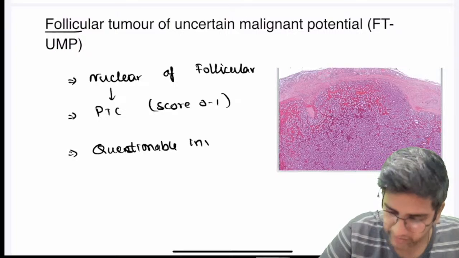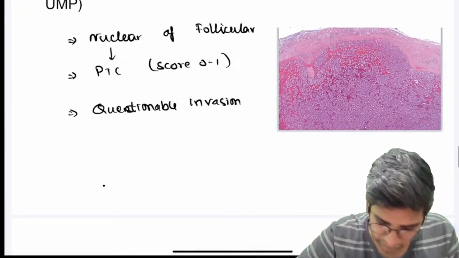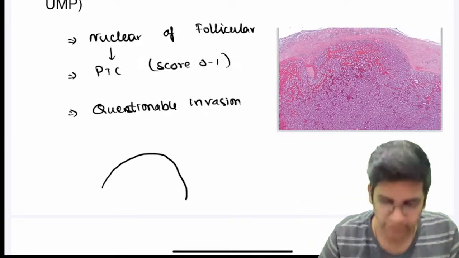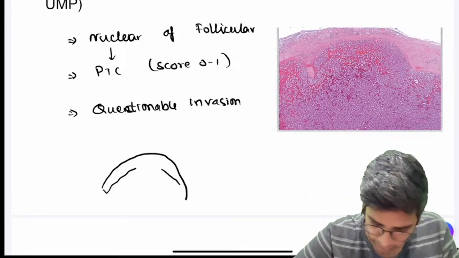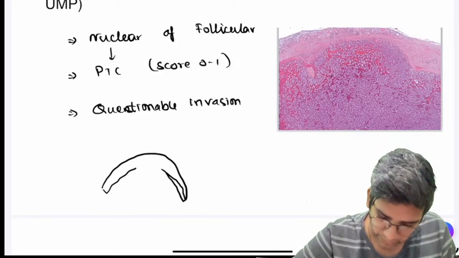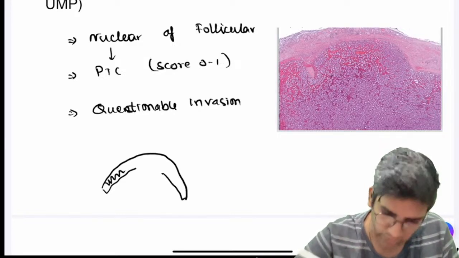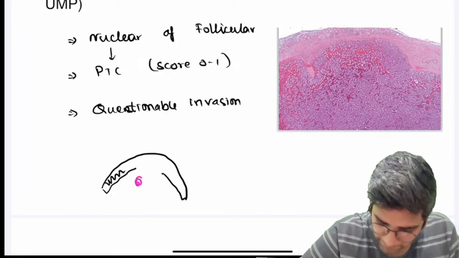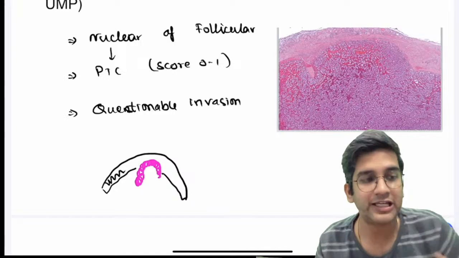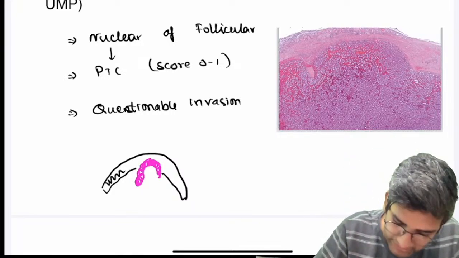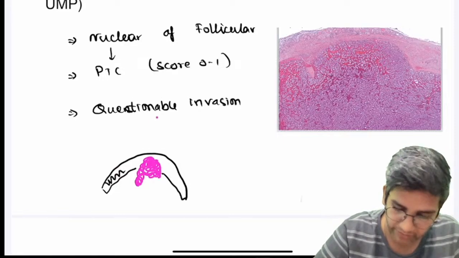So questionable invasion, like we saw in the image, this is an image from WHO again. We had a superb capsular outline here. We had a capsular outline like this. This was the thickness of the capsule. And I had a tumor which went inside this, but it's not altering the thickness of the capsule, but it's still making my capsule thin. This is what I call questionable invasion, right?